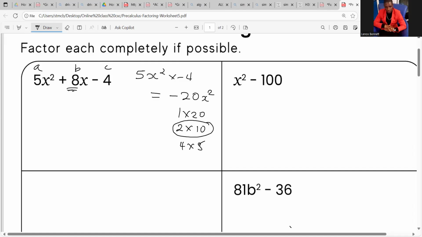All right, the next thing we need to determine is which is positive. Now, the fact that this is positive means that the bigger term should be positive. So what we're going to do now is 5x² plus 10x minus 2x minus 4.